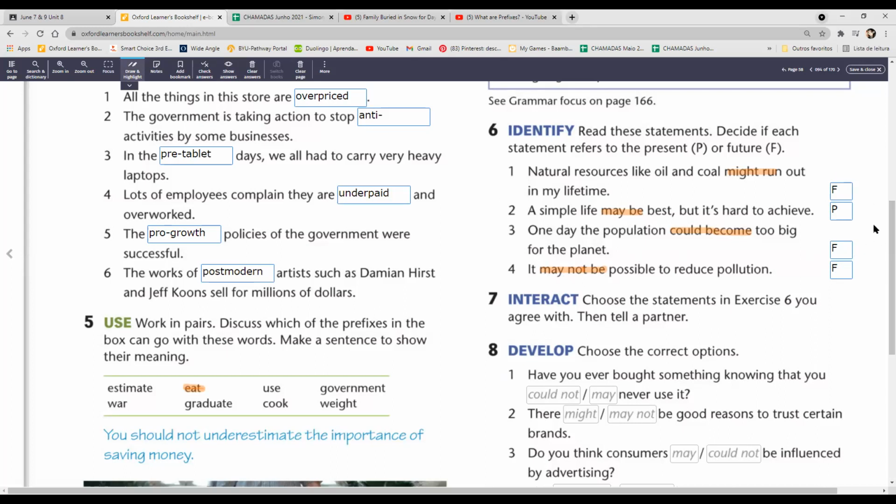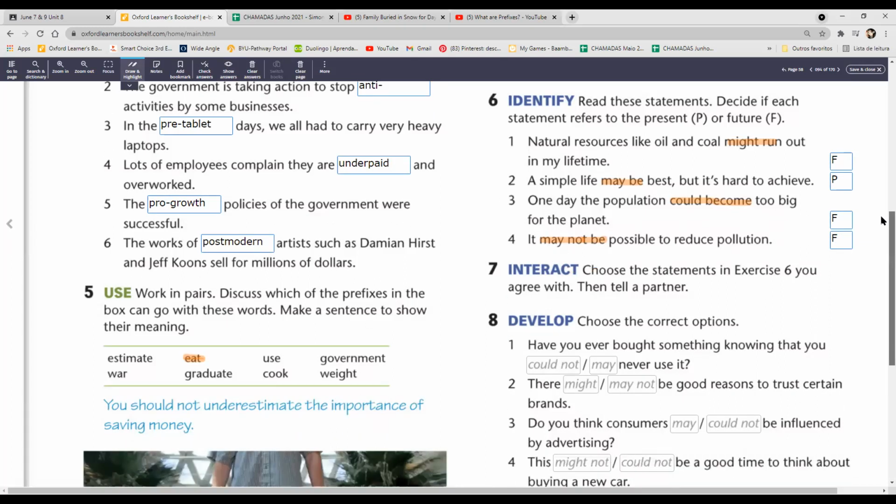But don't worry. There will not be any questions like this in your test for you to define, oh, future, present. No, you just have to know how to use it, only that.